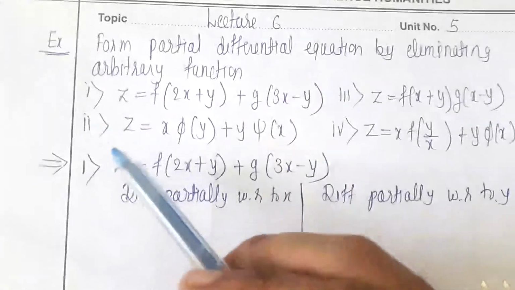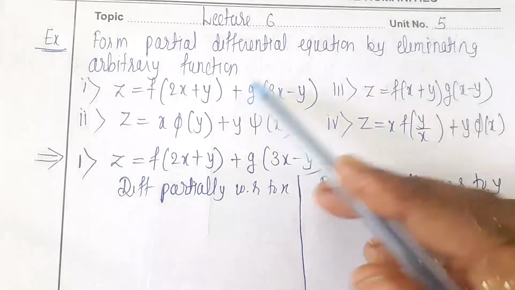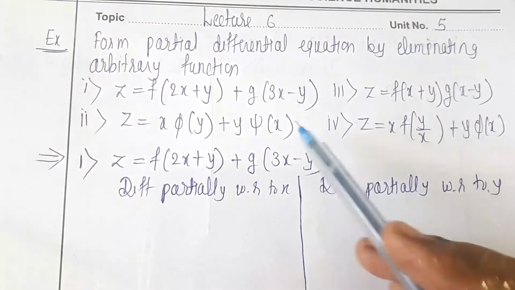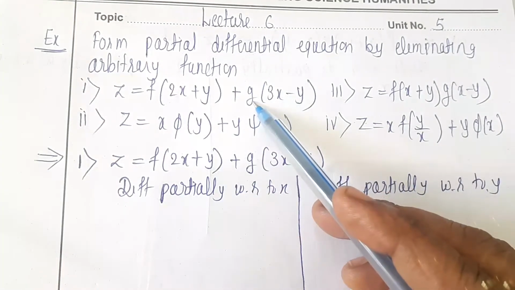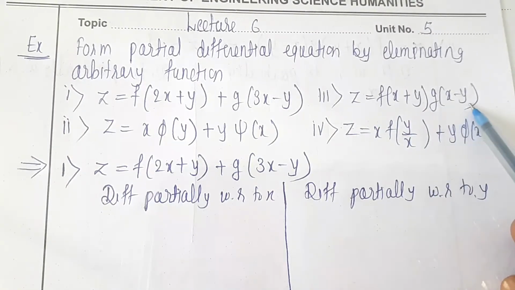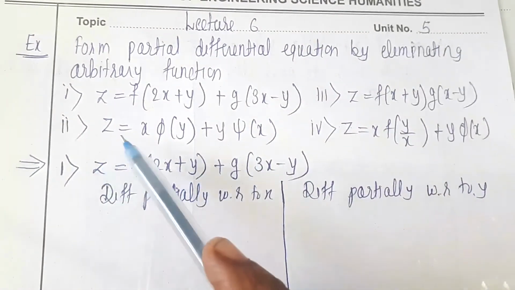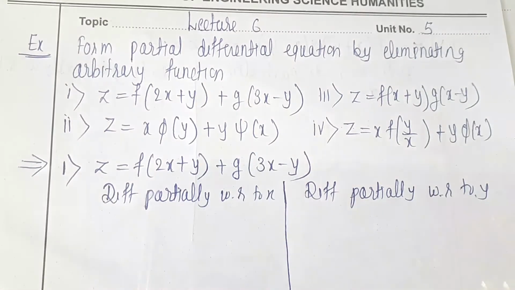So the question is: form the partial differential equation by eliminating the arbitrary functions. z is equal to 2x f of 2x plus y plus g of 2x plus y. So in the first question we have f and g as two arbitrary functions. Second is z is equal to f of x plus y, g of x minus y. So here also we have two arbitrary functions. Third example is z is equal to x into phi of y plus y into psi of x.